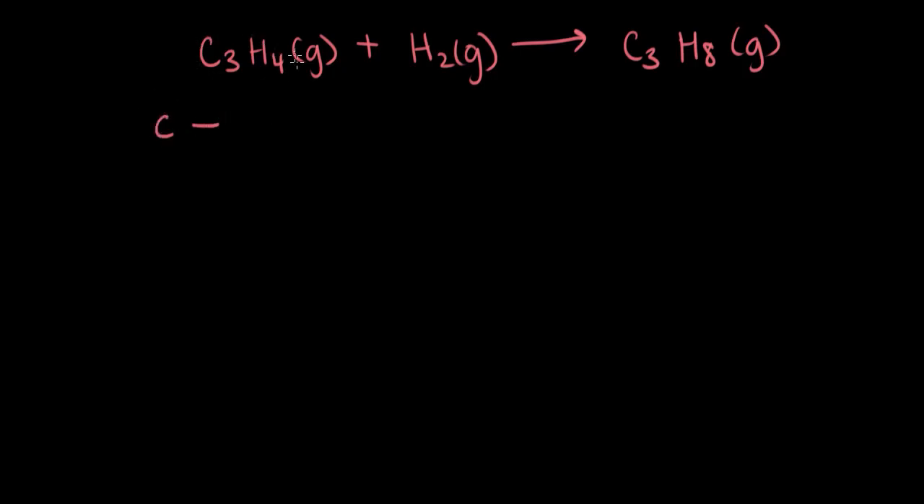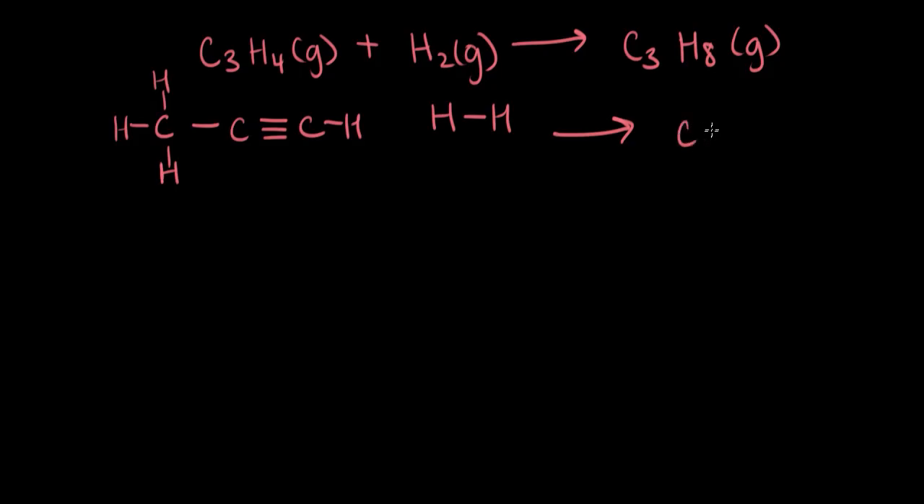The Lewis structure for propyne has 3 carbons and one carbon-carbon triple bond. And then it has 4 hydrogens. So that's propyne. And we also have hydrogen gas, and our product is propane. Propane has all single bonds. So 3 carbons with single bonds and 8 hydrogens bound to the carbons.